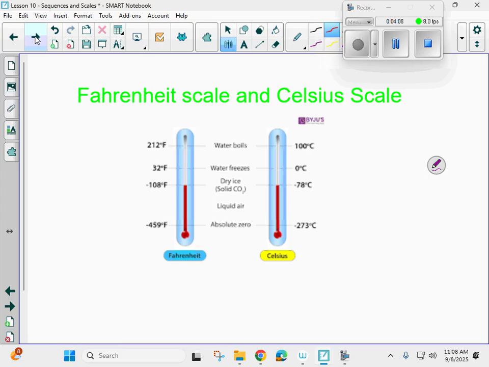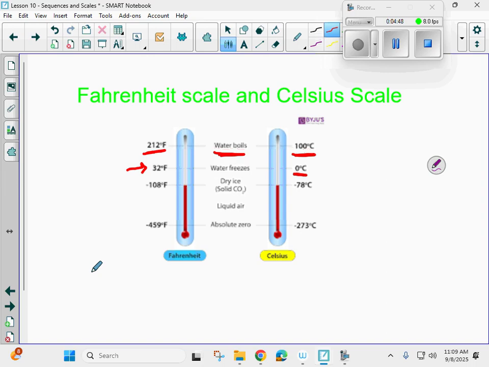Fahrenheit and Celsius. Some numbers that I would maybe write down: 212 degrees Fahrenheit is when water boils. That's equal to 100 degrees Celsius. Celsius is a little easier. Water freezes at 32 degrees Fahrenheit, when we get snow, or at 0 degrees Celsius. And then dry ice, we don't probably need to write that one down: negative 108 Fahrenheit or negative 78 Celsius. And absolute 0 is negative 459 degrees Fahrenheit and negative 273 Celsius.